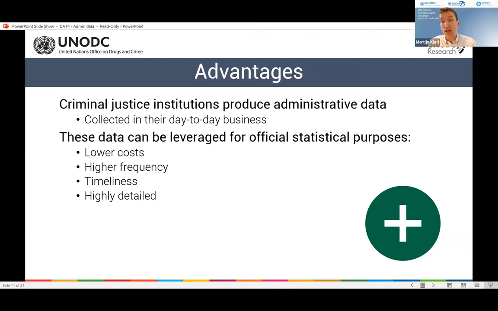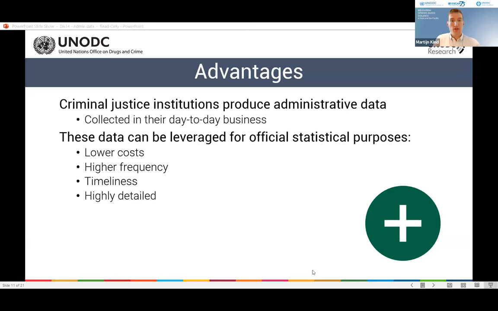There's also usually a higher time frequency for administrative data. So administrative data sources that are not based on any particular time period, such as those that record incidents like criminal offenses, offer a lot of flexibility here, and you can produce statistics for any given time period, and you can even look at it on a daily basis, for example.